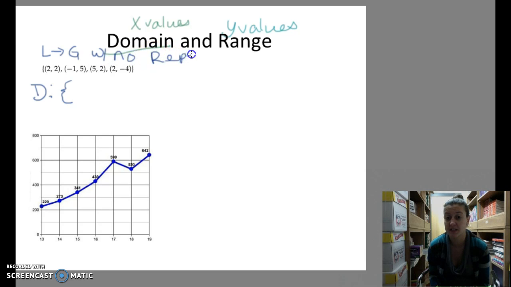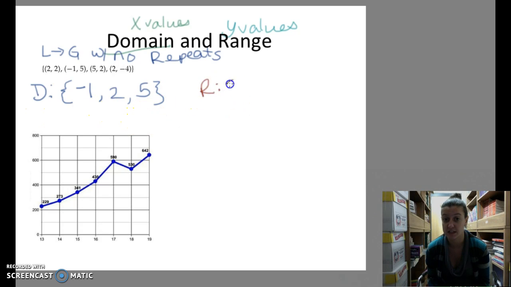If there are repeats, that's okay. We're just not going to list them. So our lowest one here is -1, and we've got 2 and 5. Those are the x values that exist. Now, we know that this one's not a function because there's multiple 2's, but that's okay. We're just listing the domain. So that's it. You just list the x values from least to greatest.